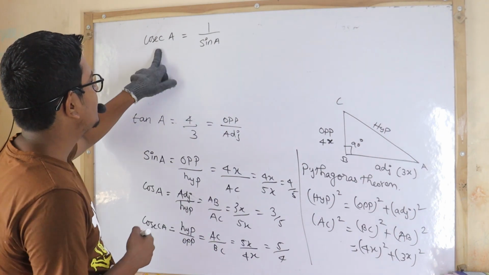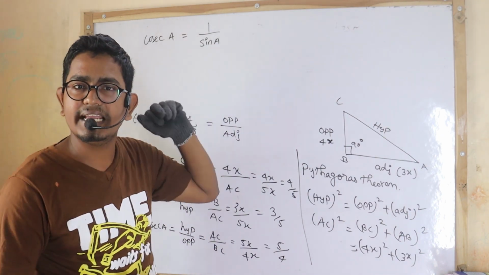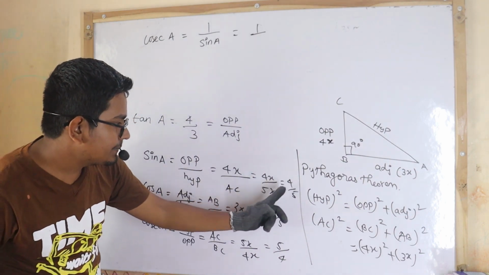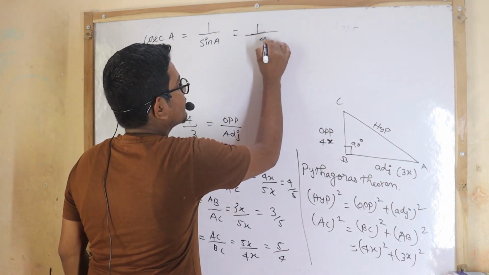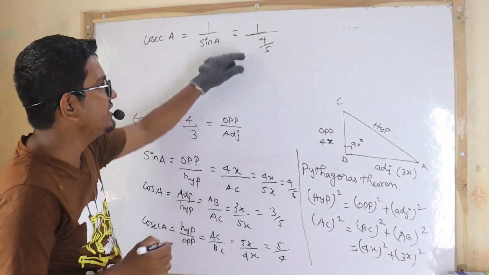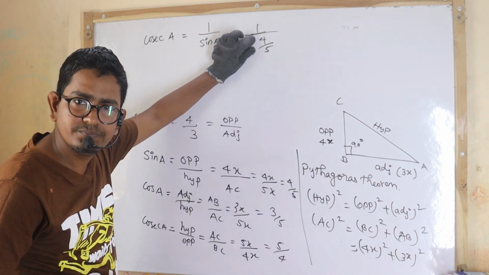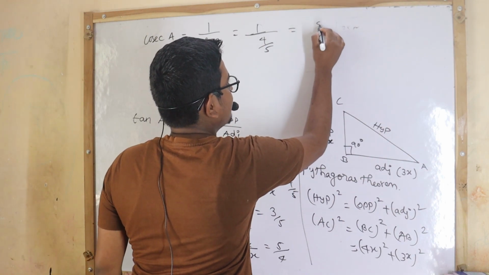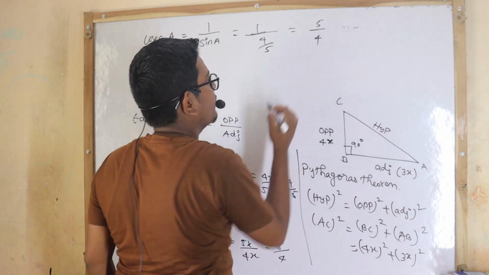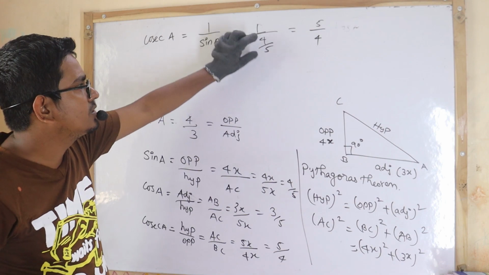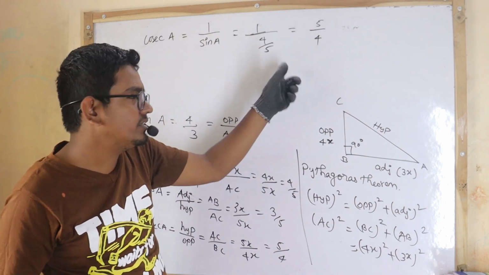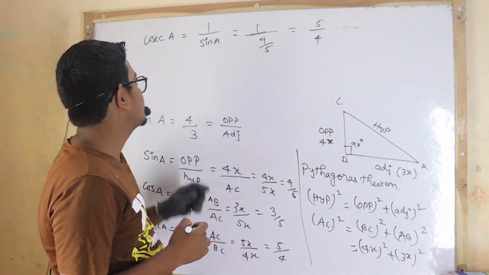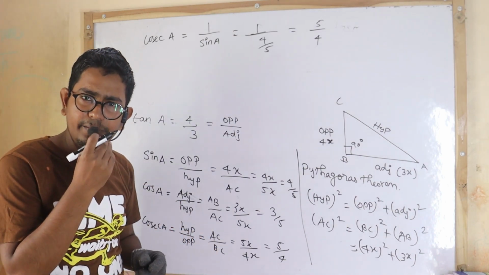Here cosecant A is equal to 1 by sine A. I already got sine A, which is 4 by 5. As you can see, in the denominator there is a fraction, so we have to do the reciprocal. It will become 5 by 4. I am just doing the reciprocal, so the denominator comes to the numerator. It is 5 upon 4. So this is the value of cosecant A.